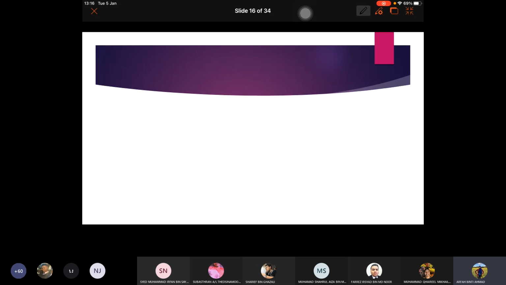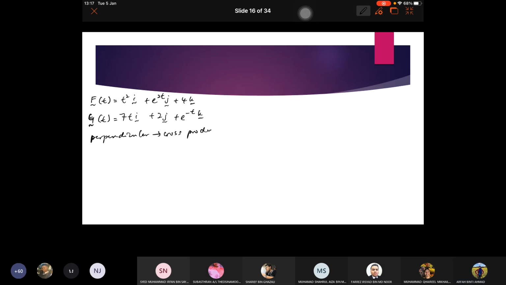So, F(t) okay, akan sama dengan soalan kedua. T squared i, tambah exponential 2t j, tambah dengan 4k. And G(t) akan sama dengan 7t i tambah 2j tambah dengan exponential negative t k. So dia kata find a vector which is perpendicular. Perpendicular meaning that kita kena buat cross product of vector F and G. So find the new vector.